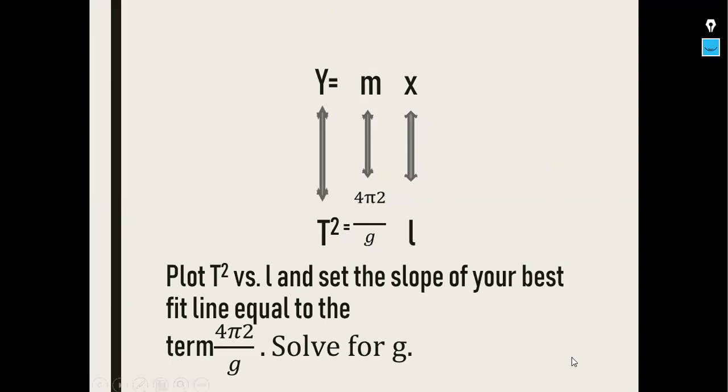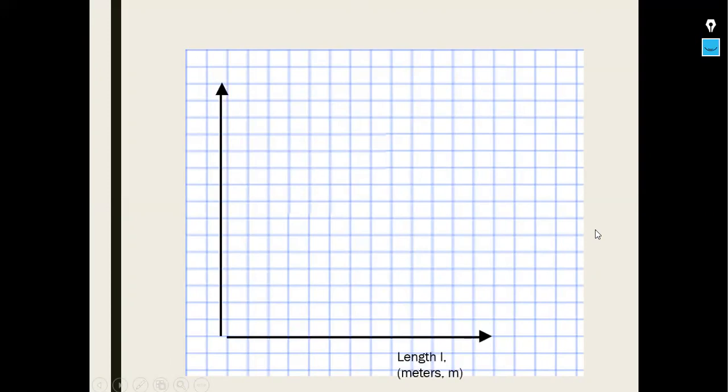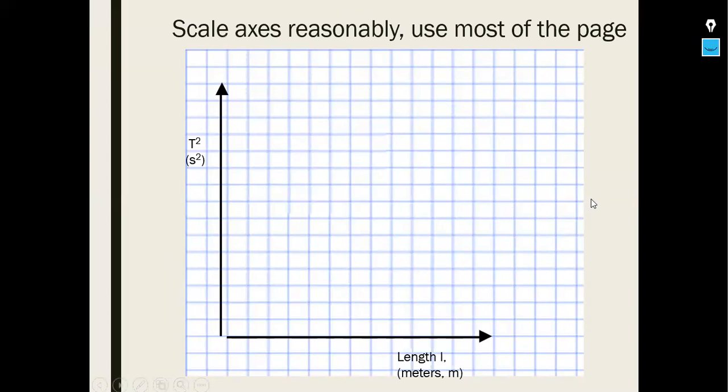Let me go over some of those rules here. So here we see a piece of graph paper. We're going to construct some axes and label them accordingly: the length L in meters, and the time squared in seconds squared. Scale the axes reasonably and use most of the page. You should spread the data out over more than half of the page. Once you do that, then you can plot your data.